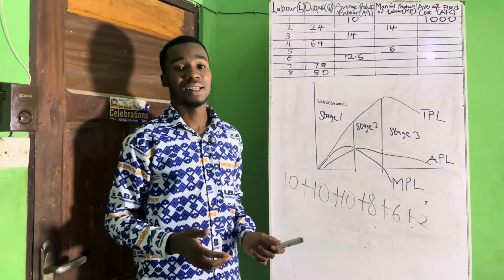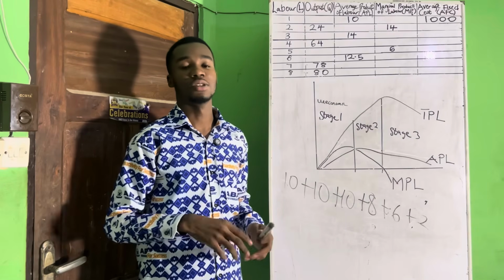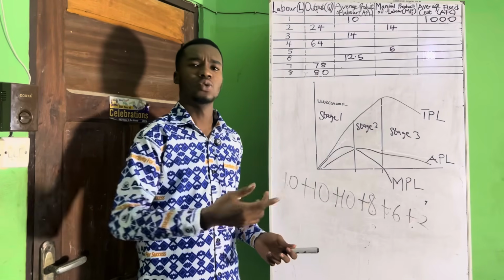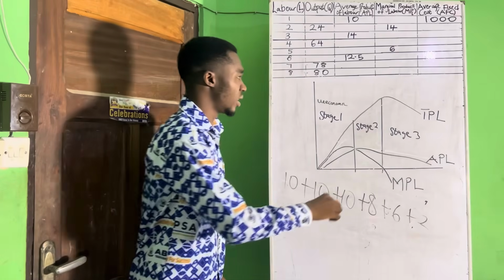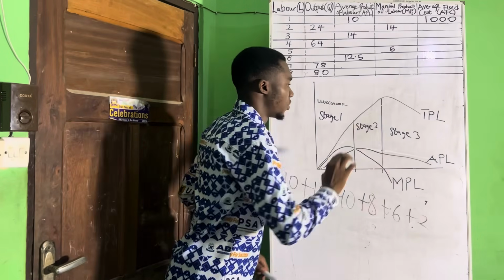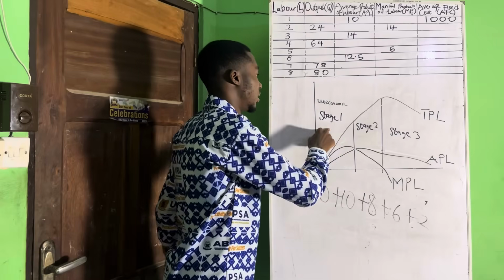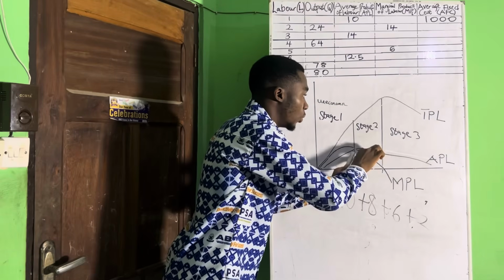It's like you enter a class and they say the average age of the student there is 18. If a 2-year-old joins the class, the average will reduce. You get it? So because the workers in stage two are not so productive as those that were in stage one, the average product of labor will also be reducing.